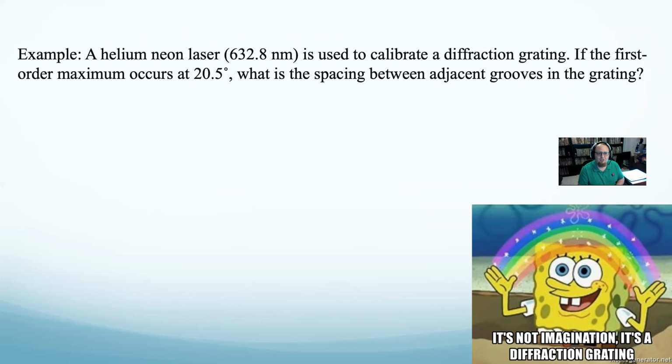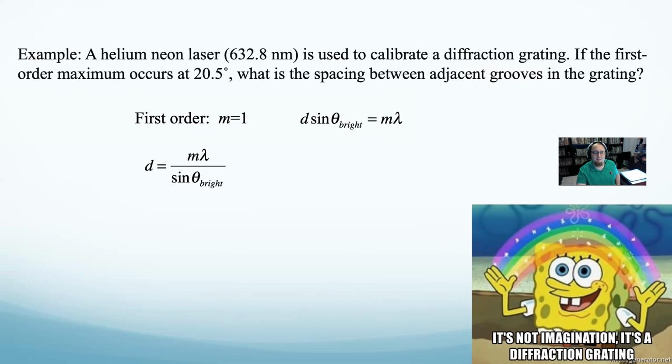If the first order maxima occurs at 20.5 degrees, what's the spacing between adjacent grooves? First order just means m equals 1. And this is my equation for diffraction grating. So if I want the spacing between grooves, that's d, I'll just divide both sides by the sine of theta, and I can just plug in my values and say, that's the answer.